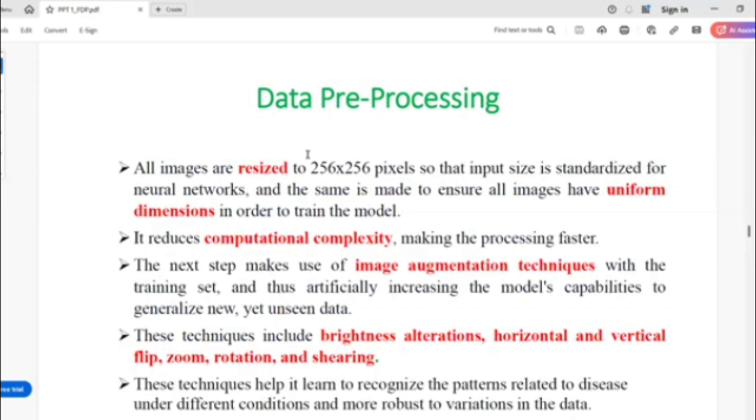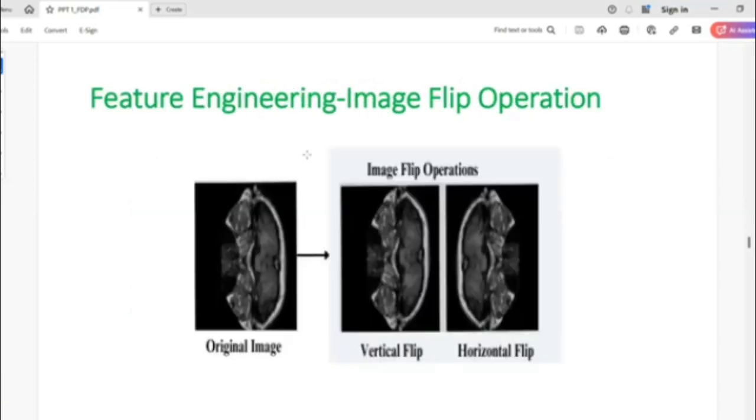You'll be applying some sort of filters. You'll be blurring the images. You'll be sharpening the images. You can use some set of GANs, generative adversarial neural networks. So this is about your complete image augmentation. Image augmentation is one of the fundamental things in your data pre-processing.